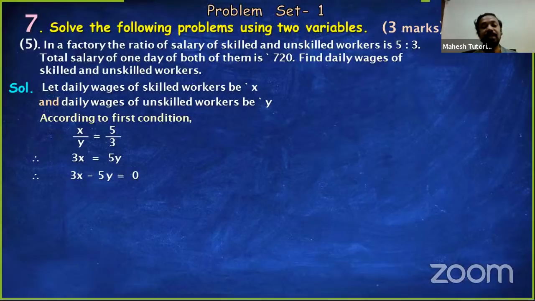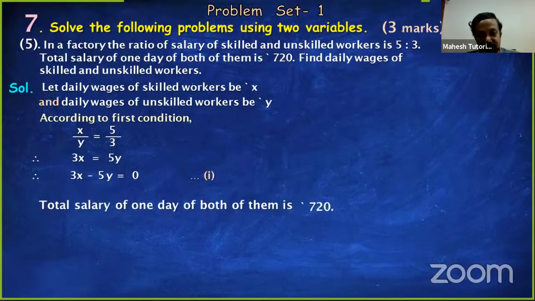Now students, tell me, is this equation present in its basic form? Yes, because alphabet wale are on the left hand side and the constant is on the right hand side. So let us number this equation as equation number 1. I hope so the formation of first equation is clear to everyone. Now let us proceed towards the next condition.